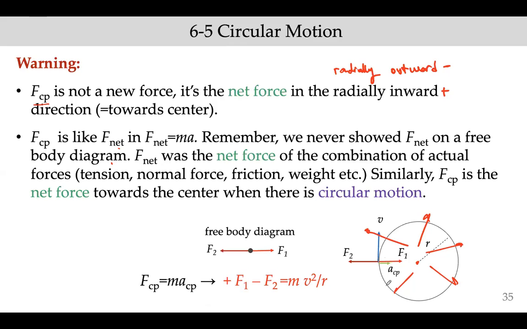Now, this is a circular motion, so I'm going to use FCP equals m ACP. The thing that you have to be careful about here, again, is the signs of the forces. F1 is in the radially inward direction, so it will come with a positive sign. F2 is from the center, to the outside, so it's radially outward, so it will come with a negative sign. And m is the m here, and ACP is, remember, v squared divided by r. So for this system, this is the equation.